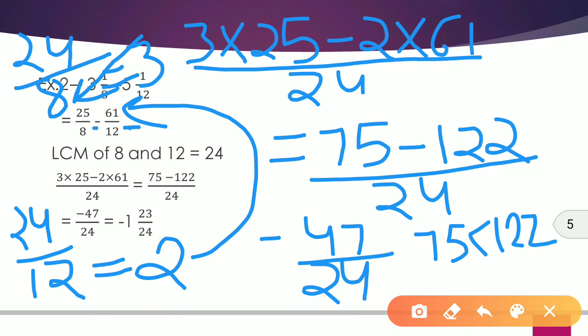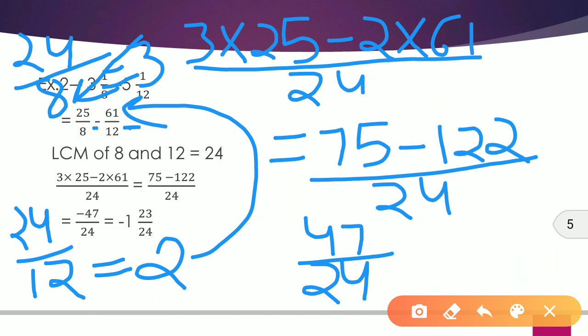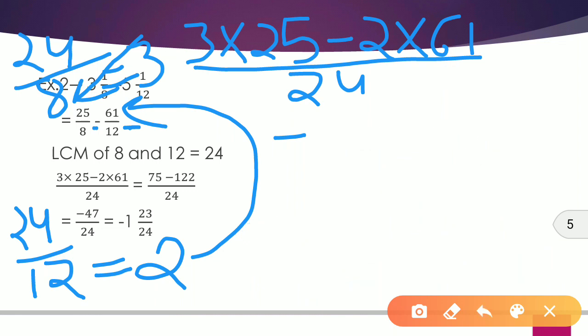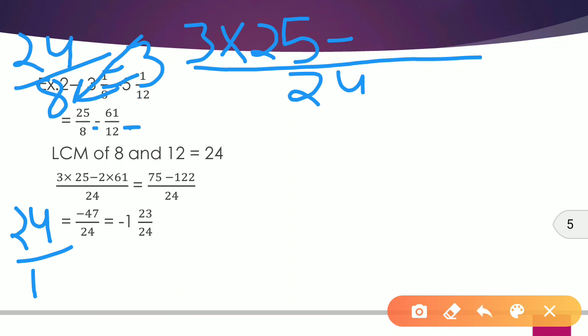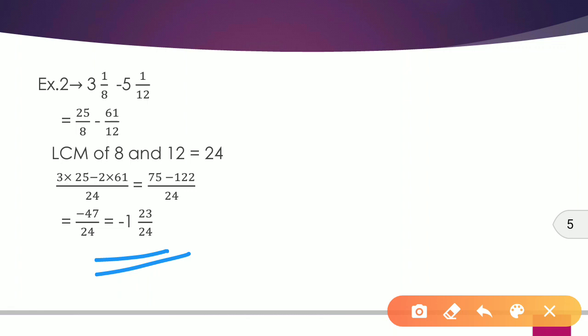75 is less than 122 and the sign of 122 is negative. That's why we are writing here a minus 47 by 24. Minus 47 by 24 can also be your answer, but if you want to convert this simple fraction into a mixed fraction, you will get minus 1 whole 23 by 24. Both can be your answer, either this or this. Both are correct.